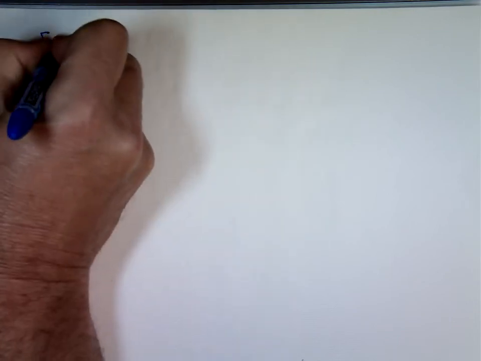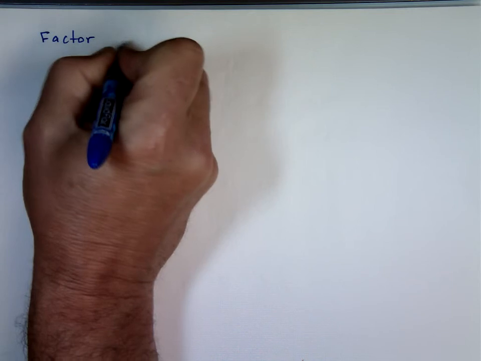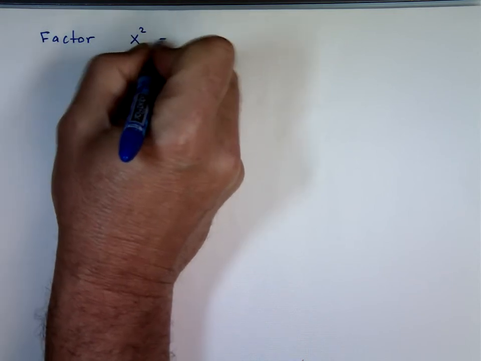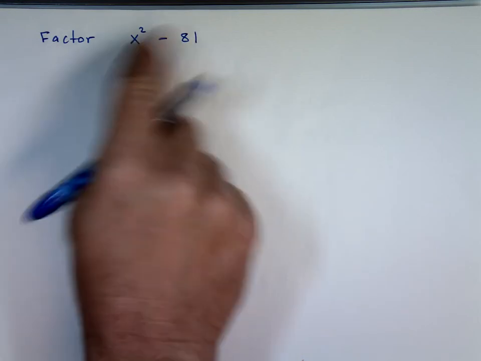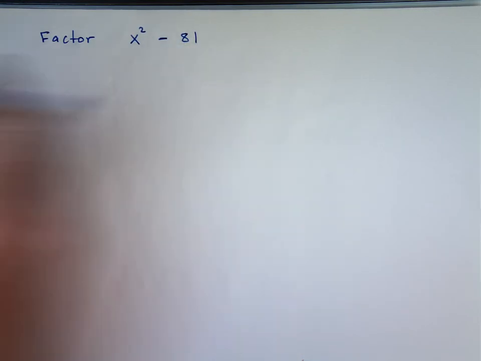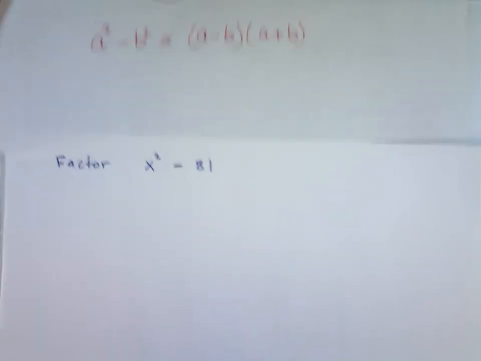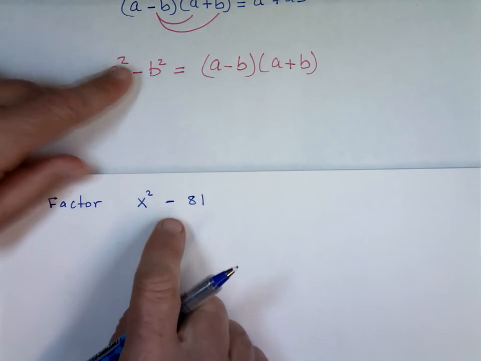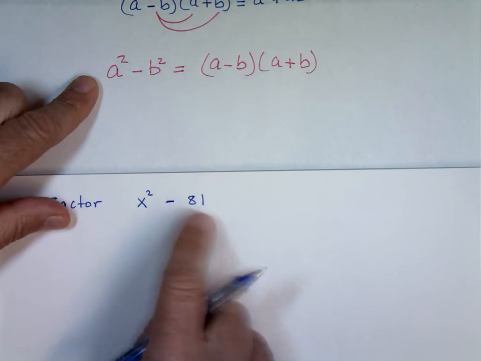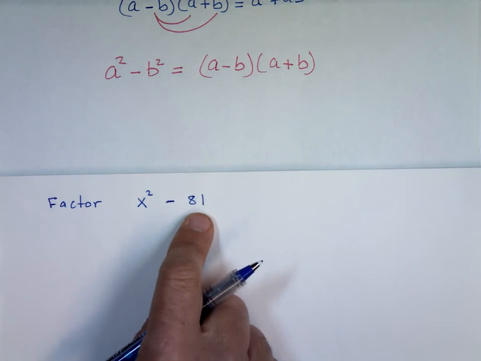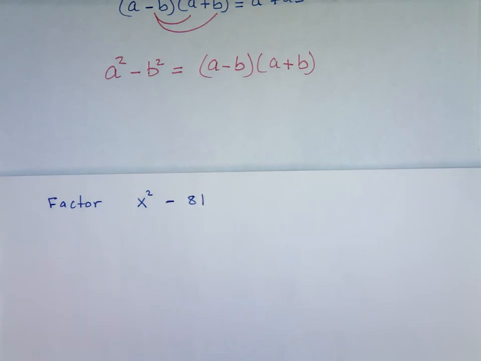If I said to you factor x squared minus 81, well, that has 2 terms, just like what you told me here. 2 terms, good. Has a minus sign between them, good. But they're both supposed to be squared. Well, this is not a square. That means I can't use it, at least yet.